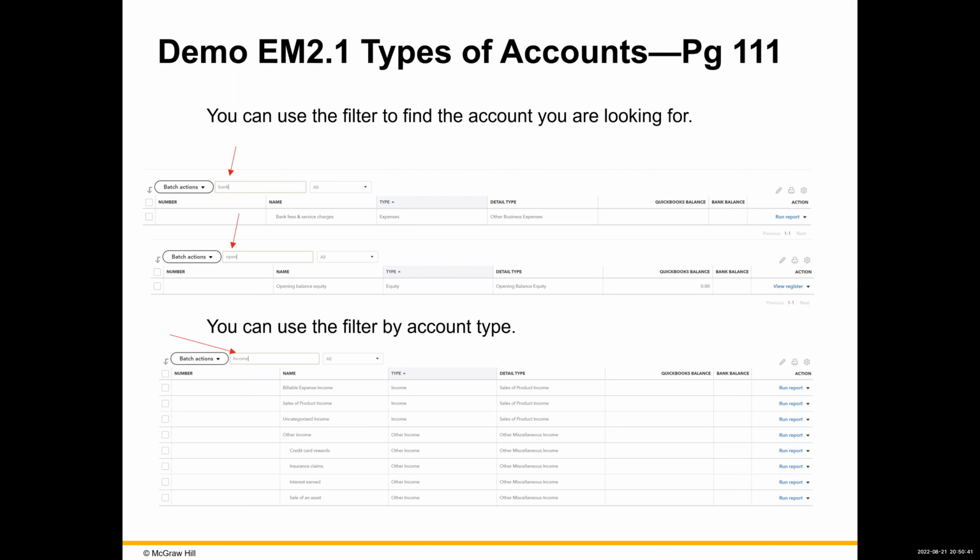Same thing, let's say with number 12 on page 111, open balance equity. Well, I don't want to look that up. It's like so many of them. In the filter, I just put open. Guess what? It came up. It's equity.